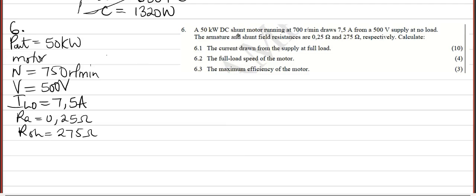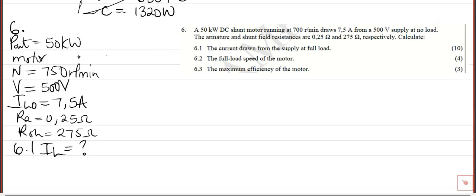So the first question says, calculate the current drawn from the supply at full load. The current drawn from the supply at full load, we are looking for IL, 6.1. In order for us to find our IL, we will look at our information. This calculation is for 10 marks. So let's see what we can do.